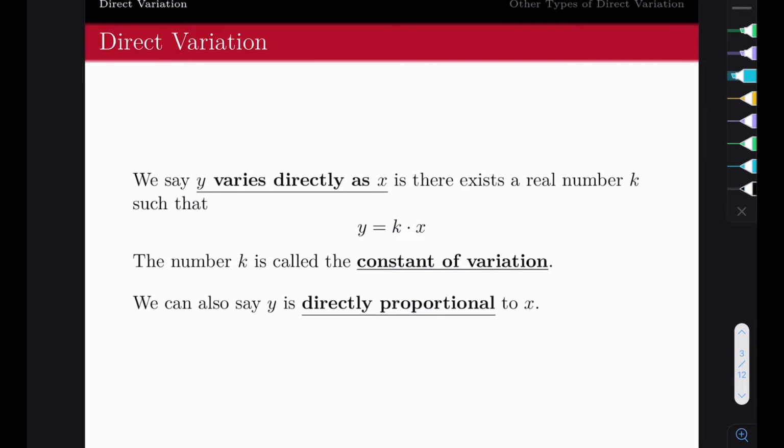So what we say is that y varies directly as x if there exists a real number k so that our variable y is equal to some constant times x. This number k is called our constant of variation, and really this is just a linear equation. It's what we learned about earlier in the semester. But what we can say is that y is directly proportional to x. So in this sense, if our x doubles, the y is going to double. If x triples, y is going to triple. So there's that direct relationship between the two.